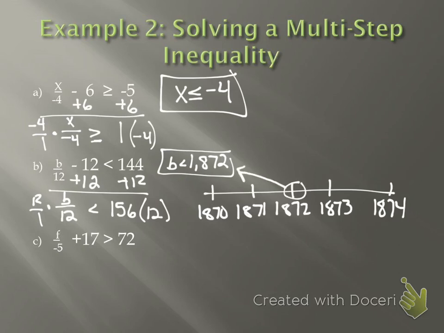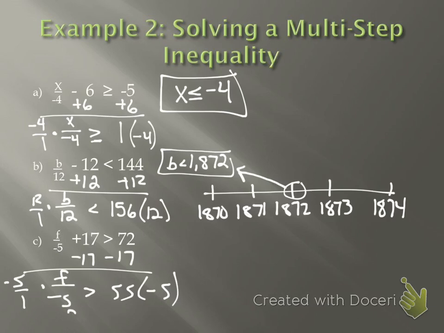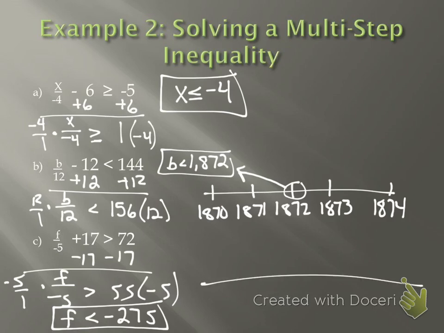My next one, subtract 17. Uh-oh, did you catch it? f over negative 5 is greater than 55. Multiply by negative 5, and f is less than negative 275. Who got that right? Awesome. So you flipped it. You remembered. Now put that on a number line. Negative 275, negative 274, negative 273.